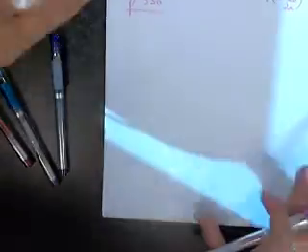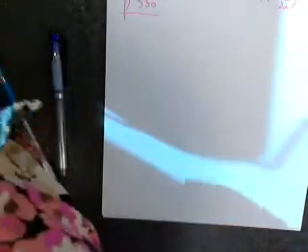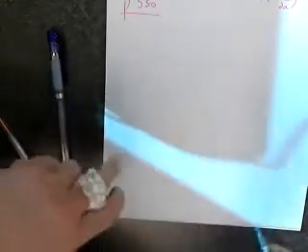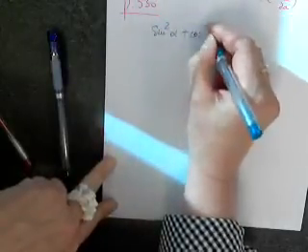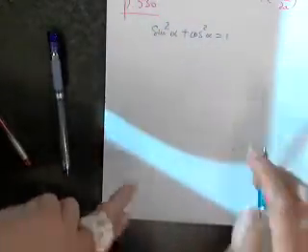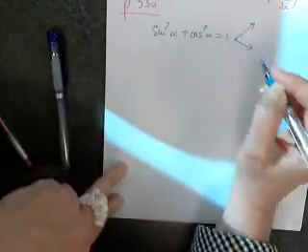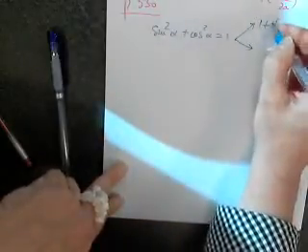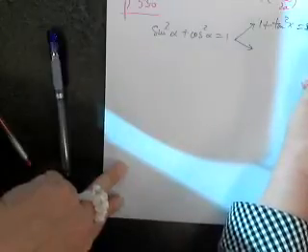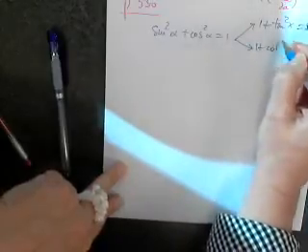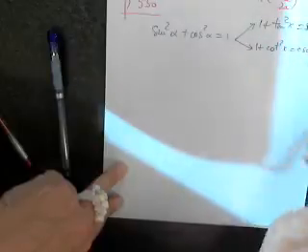When it comes to identities, this is what I expect you to remember. Sine squared alpha plus cosine squared alpha equals 1. And the other two coming out of this, which is 1 plus tangent squared equals secant squared, and 1 plus cotangent squared equals cosecant squared.